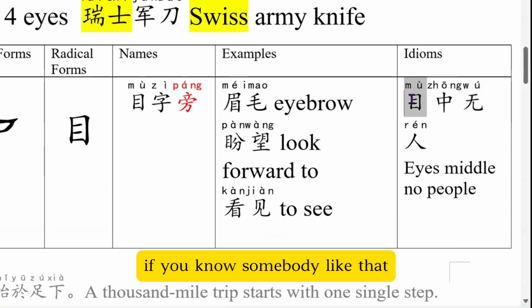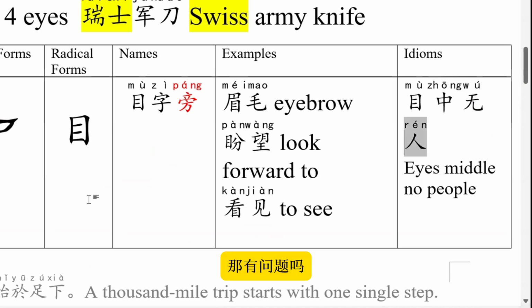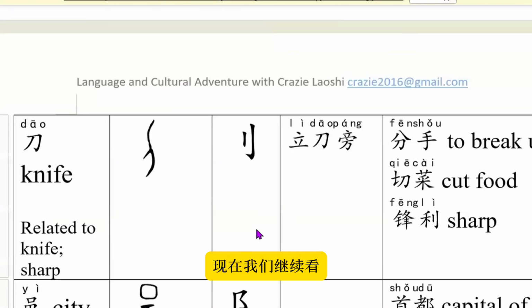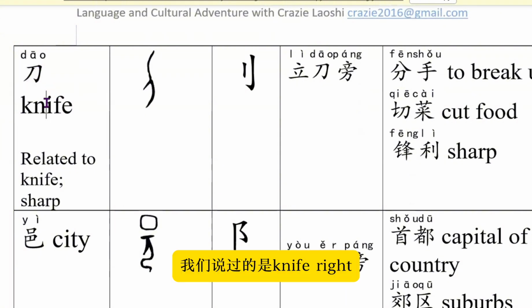So if you know somebody like that, you can say, like 他目中无人. Okay. 好。有问题吗？有问题请给 Crazy 留言吧。现在我们继续看，我们下一个是我们的刀，我们说过了是 knife, right?